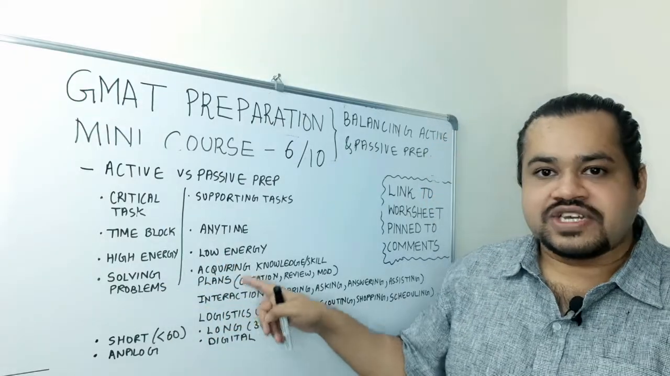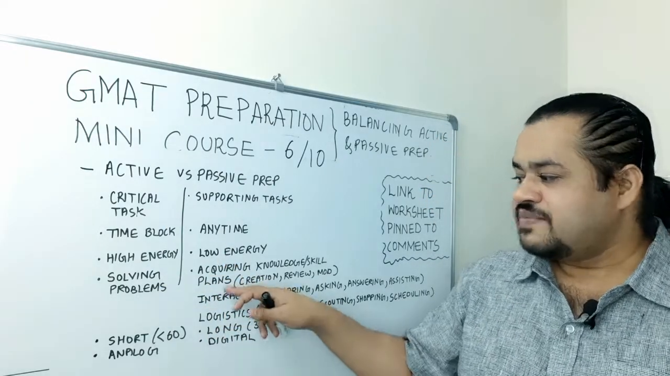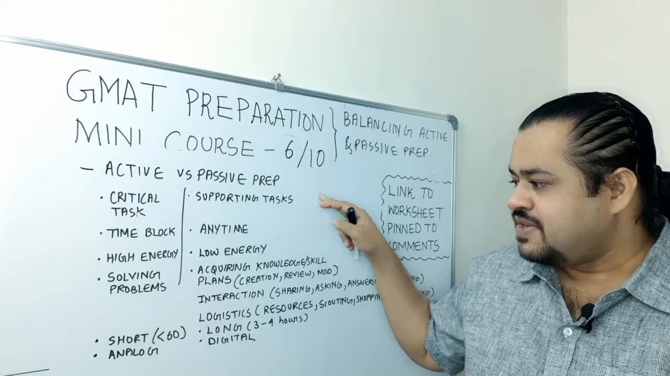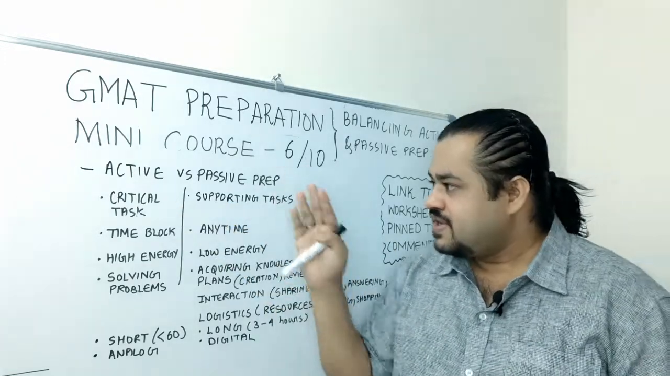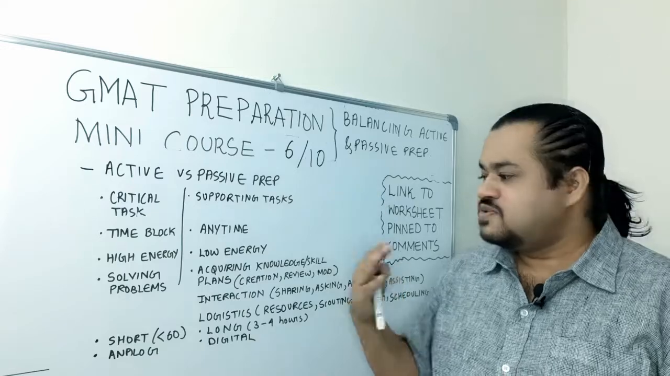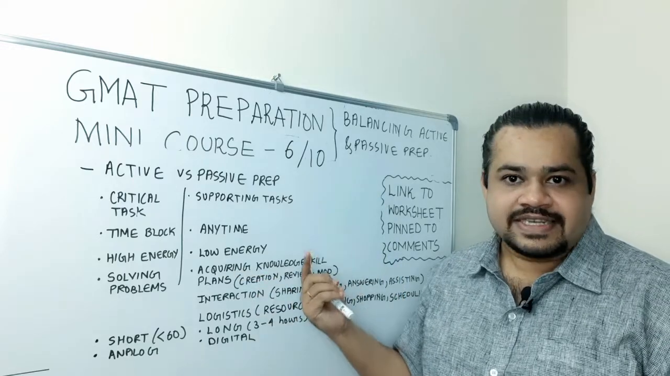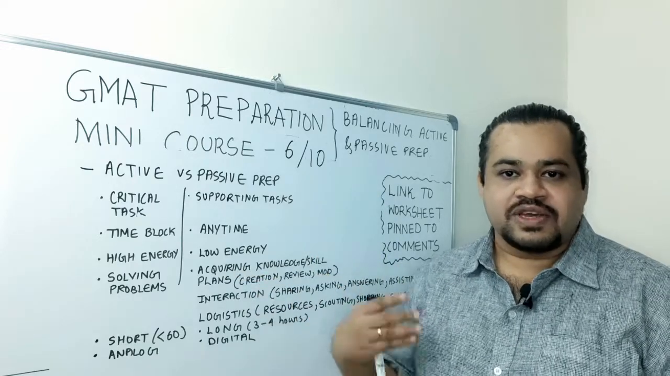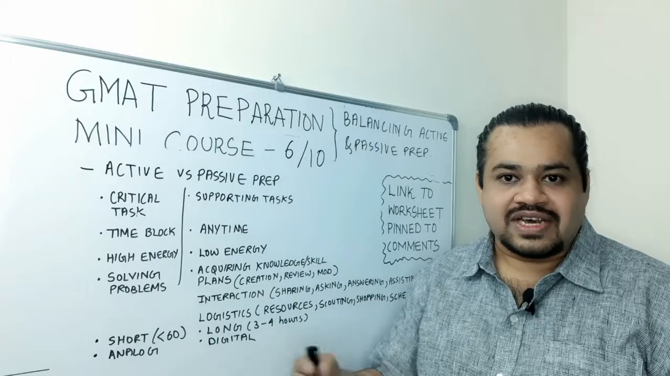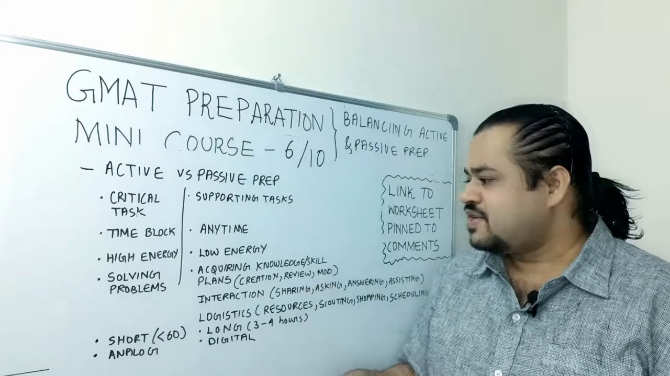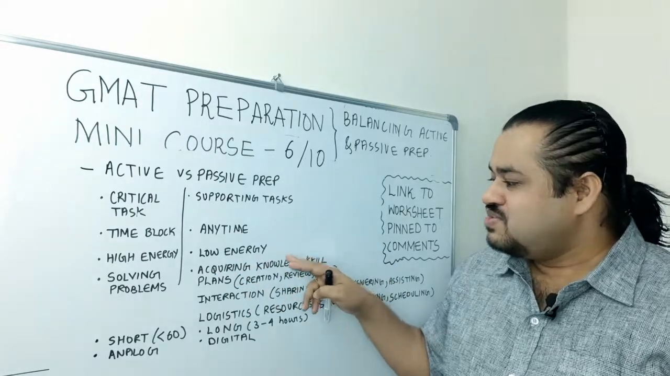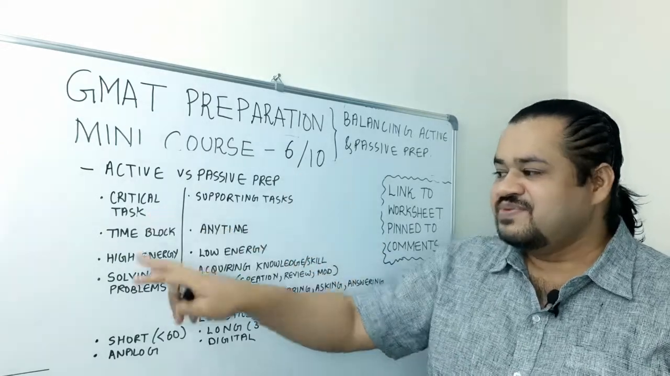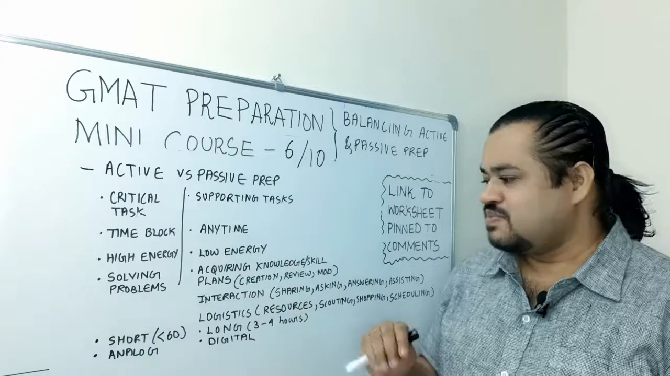And here are a few examples of the things that you will be doing during your passive preparation. And you will see how this connection happens between supporting tasks and critical tasks. In passive preparation, you can spend your time acquiring knowledge and skill. This can be by reading books, by watching videos, by enrolling for a class, by getting coached by someone. All that is passive preparation, because you're doing all this in order to be more effective in solving problems.